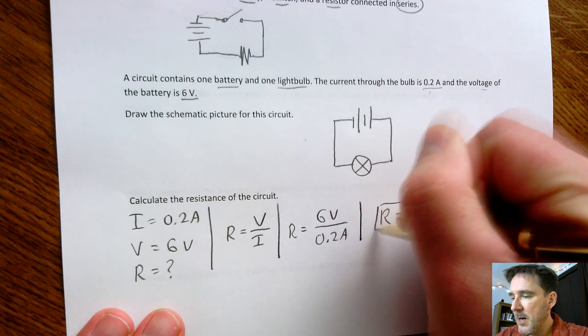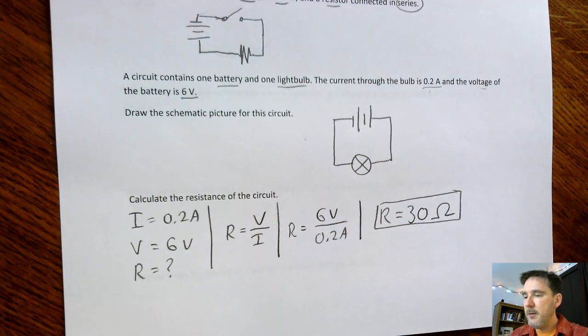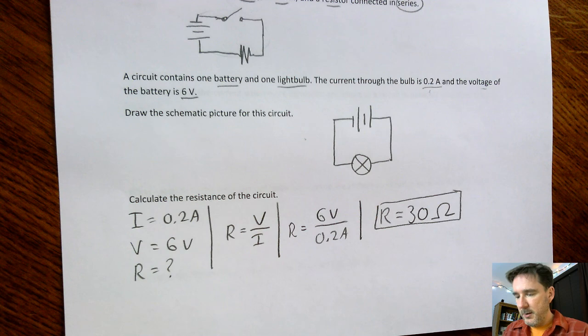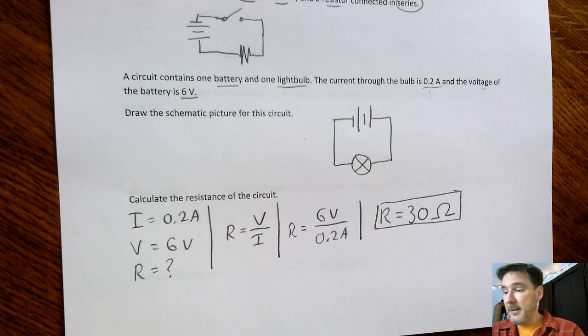All right, I'm going to check that on my calculator, but I'm pretty sure that's what it is. Let me double check. 6 divided by 0.2, yeah, 30. Okay, good. It wouldn't do you much good if I gave you bad examples. All right, so that's it. That's how you do that.